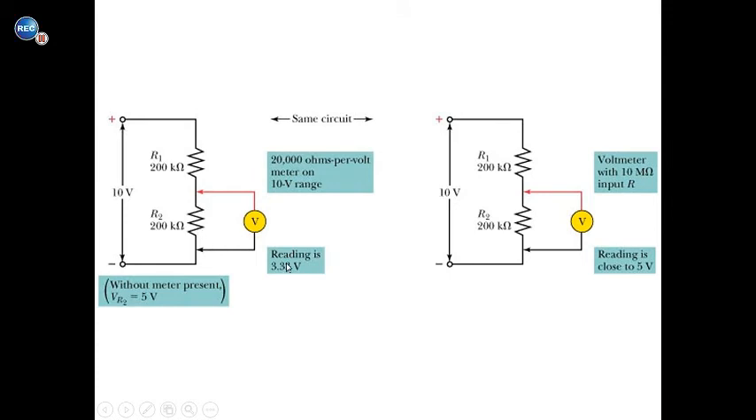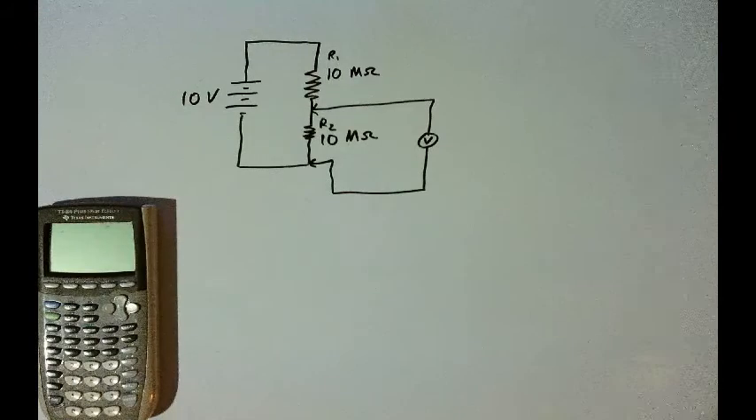And the voltage drop indicated on the voltmeter is less than we expect. So in this example, instead of being 5 volts, which is what we expect without the voltmeter in the circuit, we may read something like 3.33, and that's because, again, the voltmeter has resistance and it's not infinite. If it was infinite, we would expect to read 5 volts, but because it's not, we expect to read something less than that.